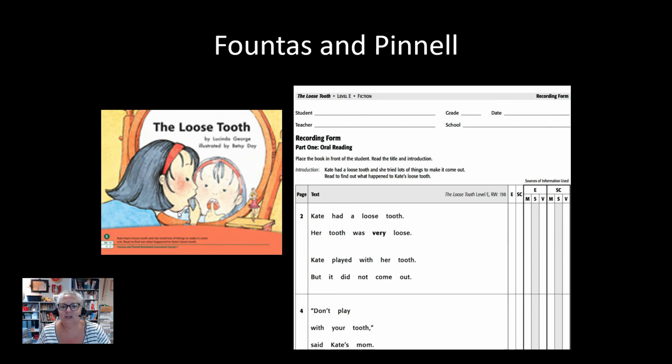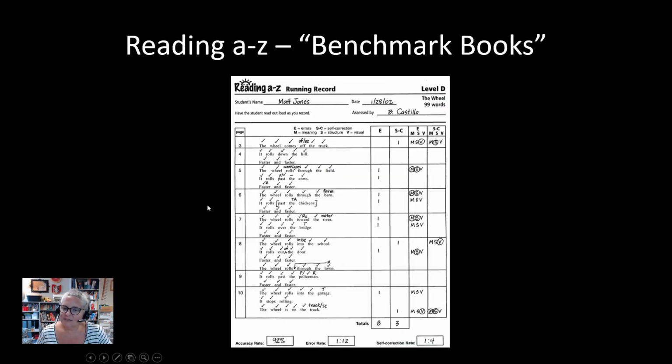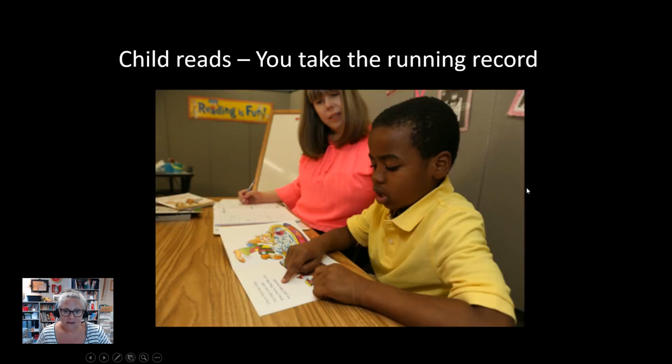the child. The child reads the little book, and while they're reading the book, you're going to take some notes on top of what they are reading. So this picture is what is in front of the teacher. The teacher is looking at this and taking notes on this sheet while the child's reading the book. Or sometimes they look like this. So this is Reading A to Z, same thing. The child is reading a little book and you'd be taking the notes on top of the text.